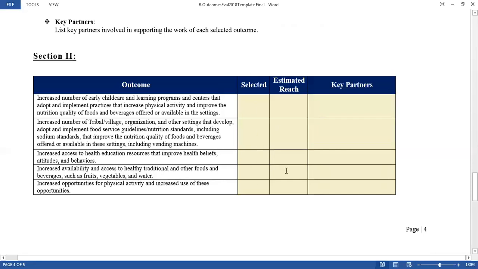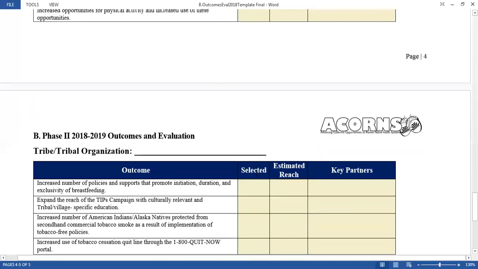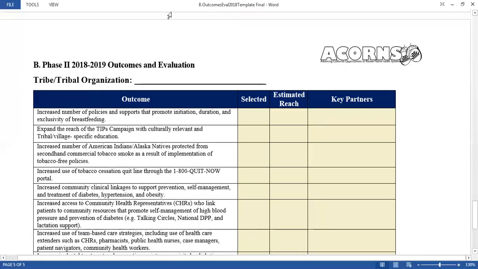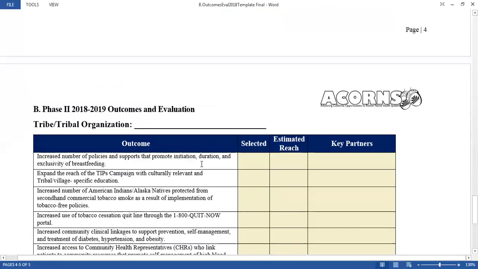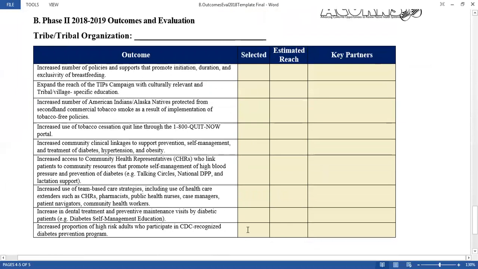You would use your work plan probably to determine your estimated reach. So how many people do you think would have increased access to those foods through your community garden? And then who would be the key partners as a part of that? Now, you definitely do not need to select all of these. You need to read through all of them, but the only ones you will select are the ones that your project would directly relate to.